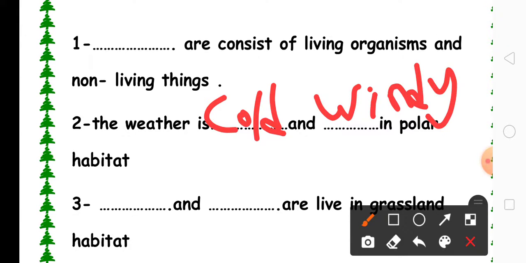In the polar habitat, where ice covers most of it, the weather is cold and windy, and the animals that live in the polar habitat are like whales, polar bears, and penguins. The plants that can be found in the polar habitat are like moss and shrubs. Okay. Number 3, which live in the grassland habitat?